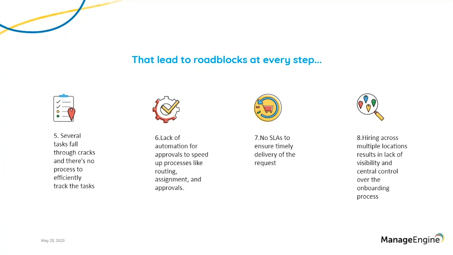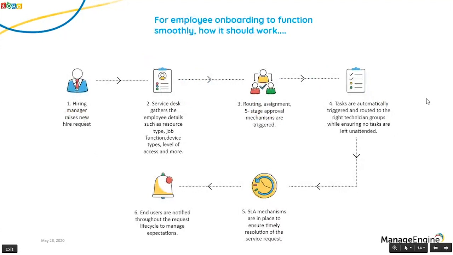And given the fact that the hiring process happens in multiple locations, there would also be a lack in the whole onboarding process, which is happening in different sites as well. So how do you ensure that an onboarding function functions smoothly, right?